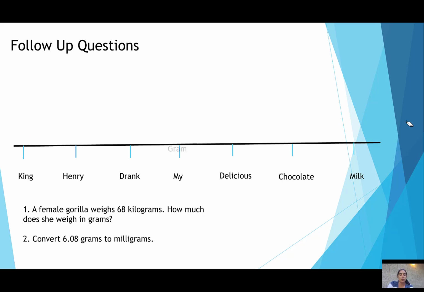So here are your follow-up questions. You have a gram, a milligram, and a kilogram. So it says a female gorilla weighs 68 kilograms. How much does she weigh in grams? And convert 6 8/100 grams to milligrams.